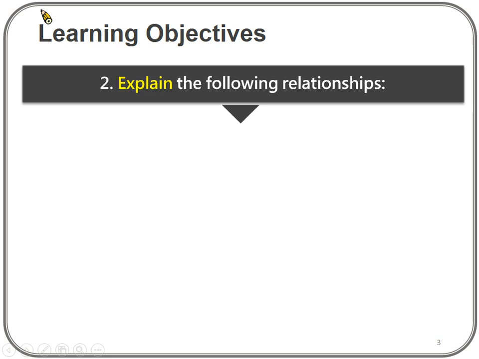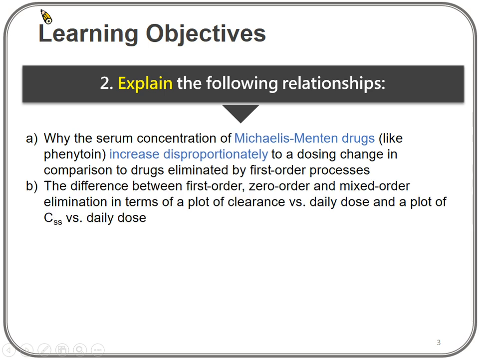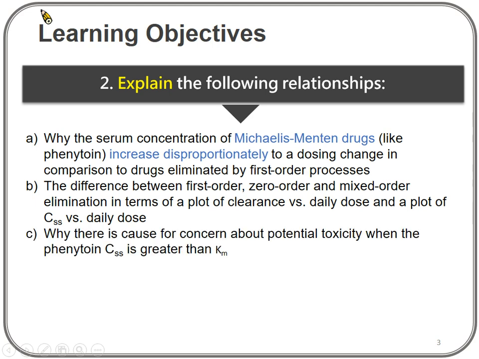The second part tries to explain the following relationships after today's course, including why the serum concentration of Michaelis-Menten drugs, such as phenytoin, increases disproportionately to a dosing change in comparison to drugs eliminated by a first-order process. Second, the difference between first-order, zero-order, or mixed-order elimination in terms of a plot of clearance to daily dose and a plot of the steady-state concentration versus the daily dose.